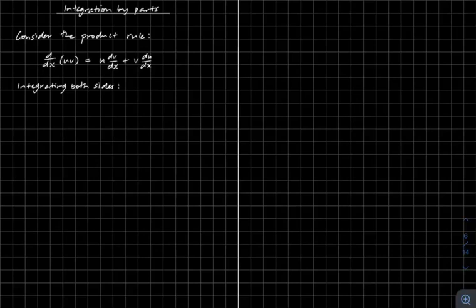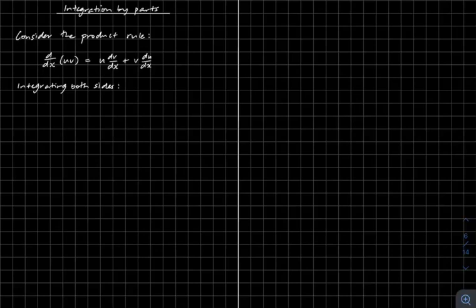So let's remember what the product rule says, and we can express it in slightly different ways. I'm going to use u and v, so I'm going to say the derivative with respect to x of u times v is equal to u dv dx plus v du dx. Now hopefully we're all comfortable and familiar with that one. So let's now integrate both sides of this, and we'll integrate both sides with respect to x.